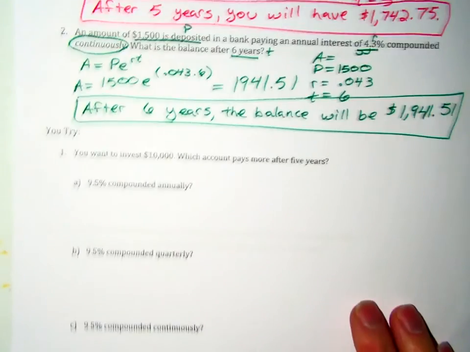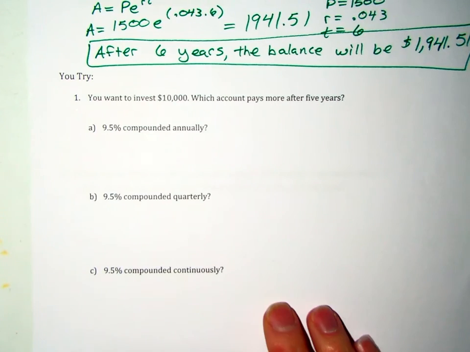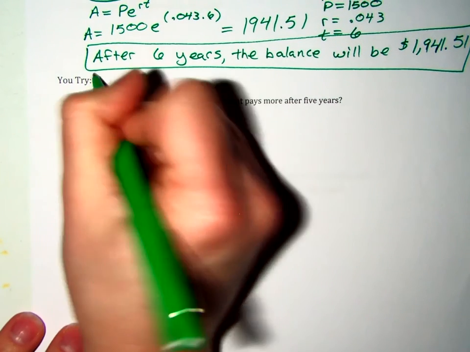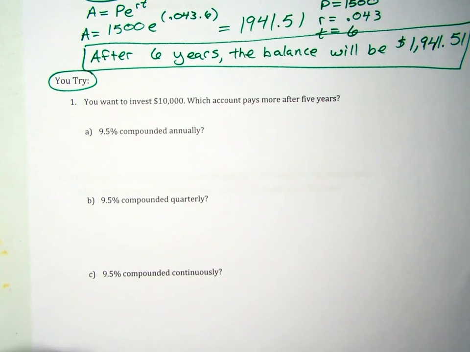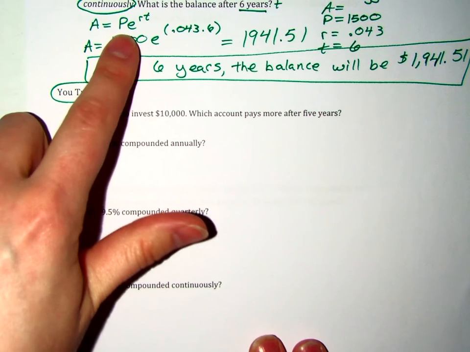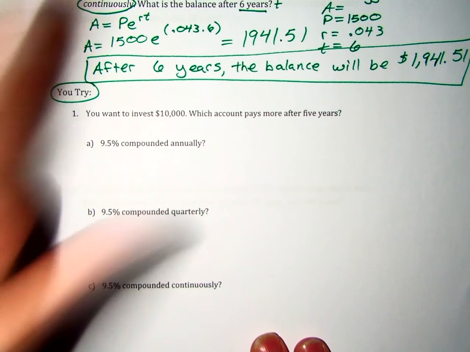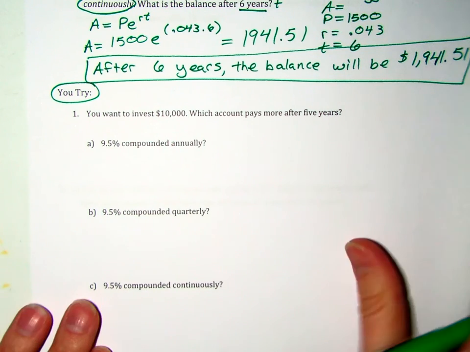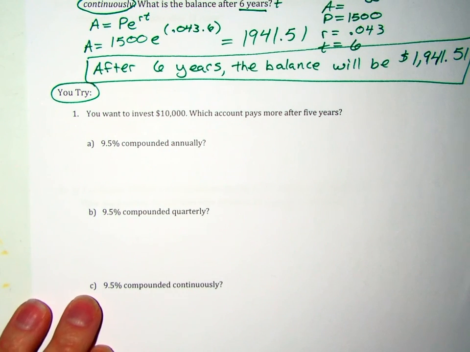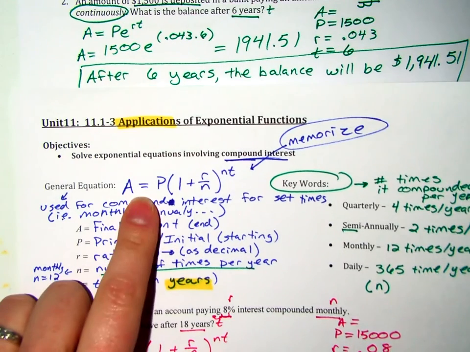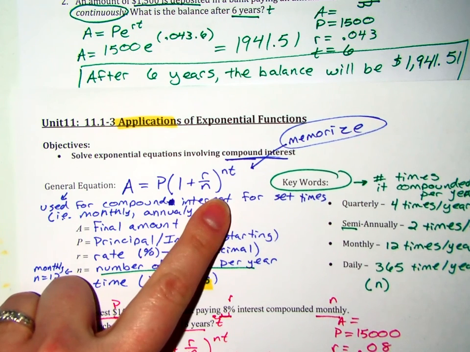Hopefully that was easy enough for you. Now we have a few problems that you're going to try on your own. Make sure you think about which formula to use. If it's compounded continuously, you can go ahead and use this A equals P e to the rt. If not, you need to go back and use the other formula that we had, A equals P (1 plus r over n) to the nt.